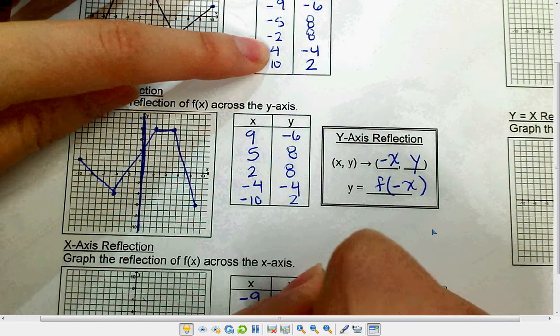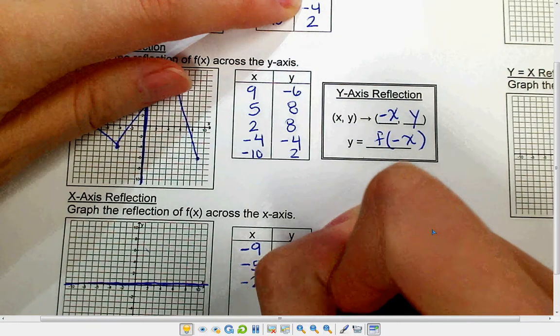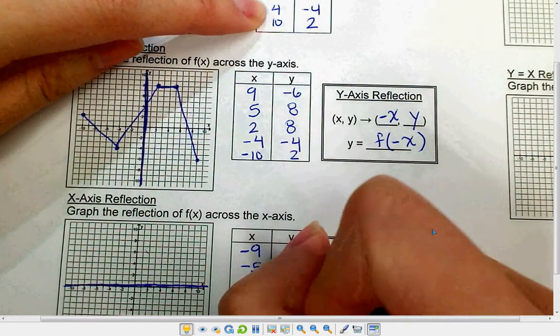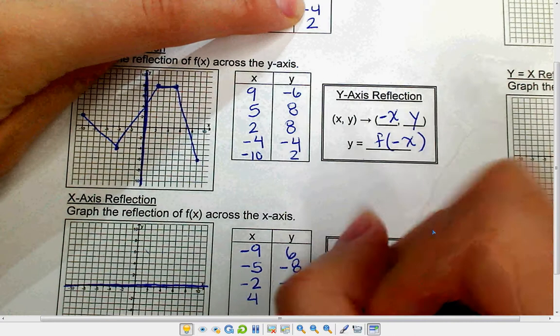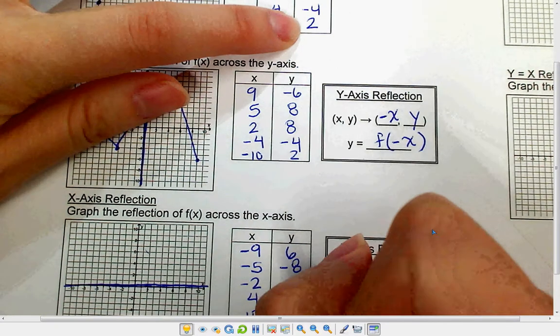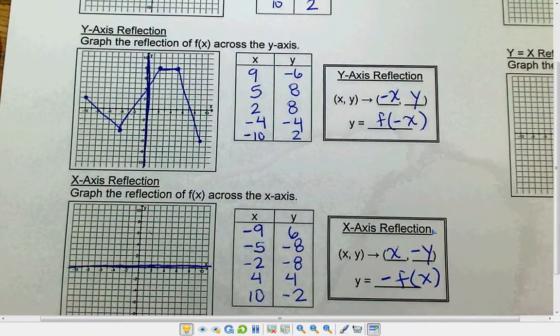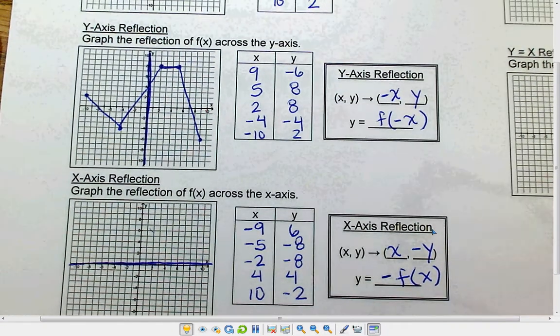Negative 2 stays the same. This positive 8 becomes a negative 8. 4 stays the same, but negative 4 changes to become a positive 4. 10 stays the same, but 2 becomes a negative 2. So we're just changing all the signs of our y values.